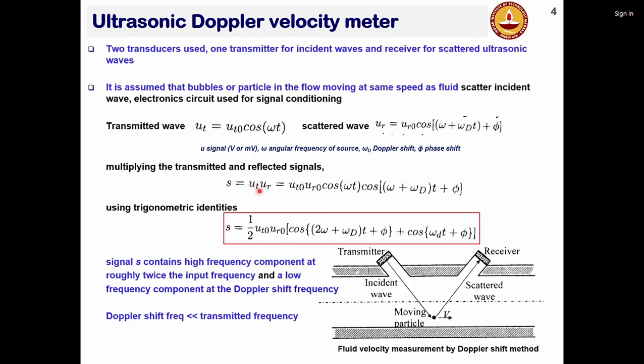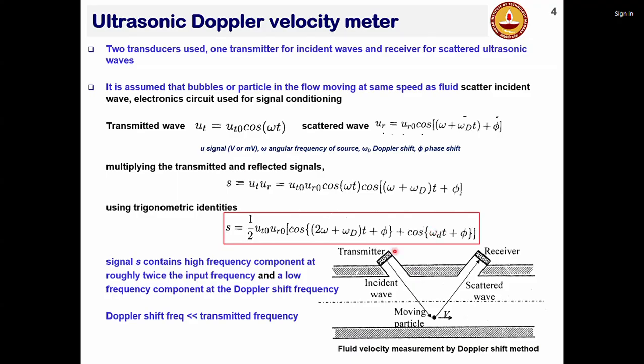So it can say ut into ur, the transmitted and reflected signals are multiplied here. So when you multiply these two, this is what you get. And using the trigonometry identity, we say that cos A into cos B is half of cos(A plus B) plus cos(A minus B). So this will give you this formula as we discussed.